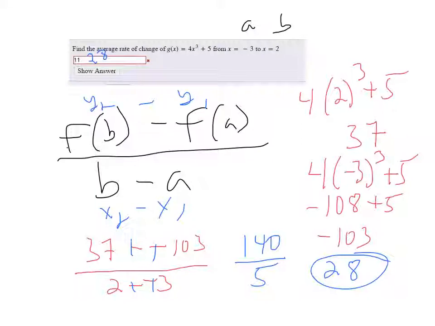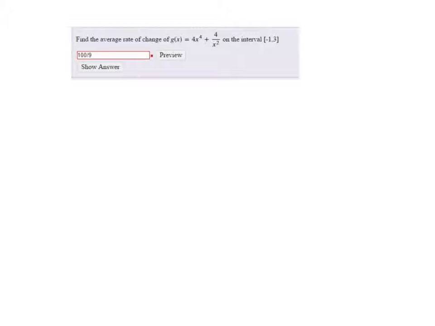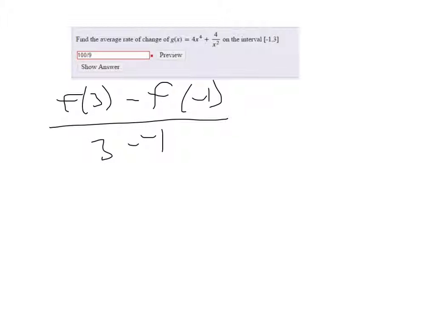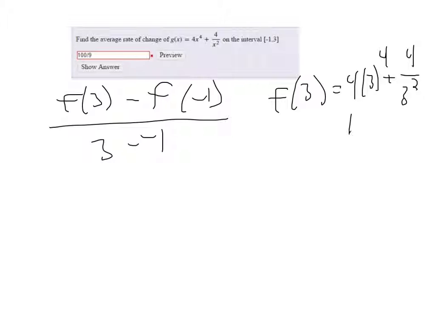Okay. So this is the same kind of question. We're going to find f of 3, subtract f of negative 1, and then divide by 3 minus negative 1. So f of 3 works out to be 4 times 3 to the 4th plus 4 over 3 squared. Well, 3 to the 4th is 81, times 4. That's 132 if I'm doing my arithmetic right. Plus 4 over 9.